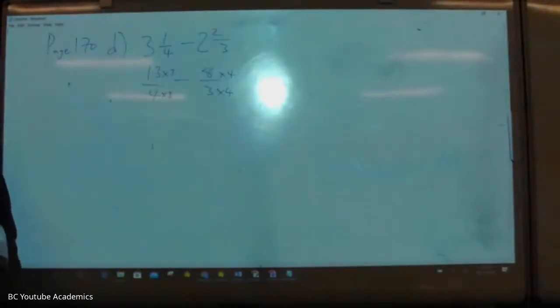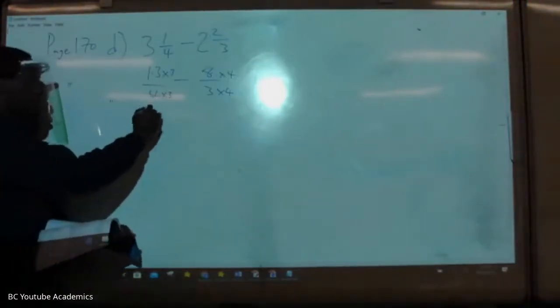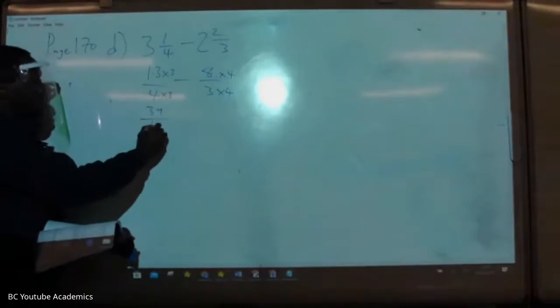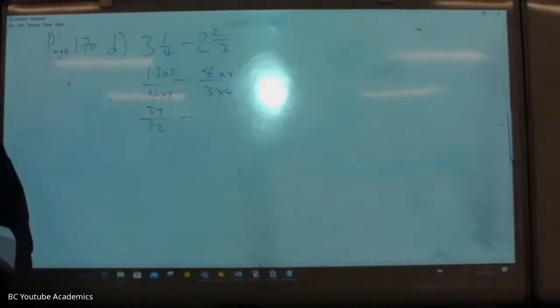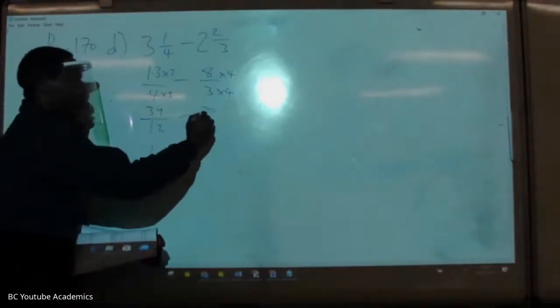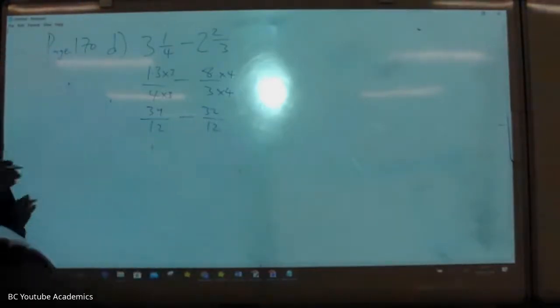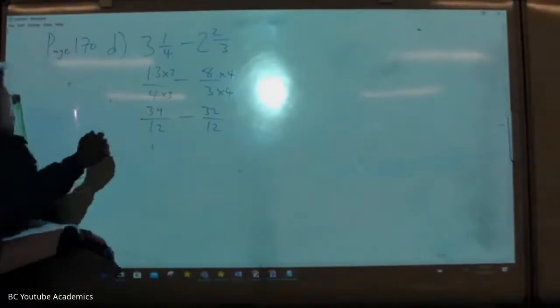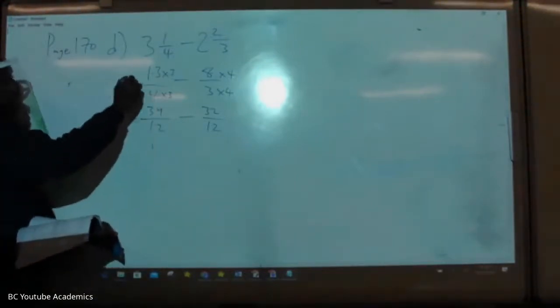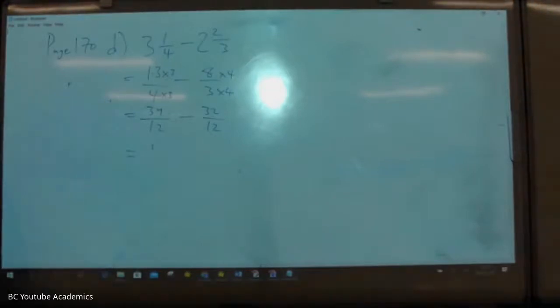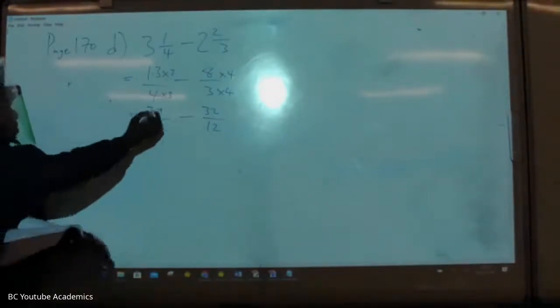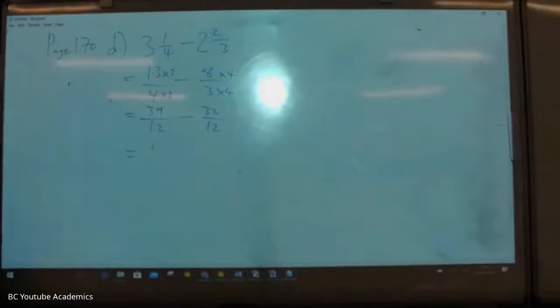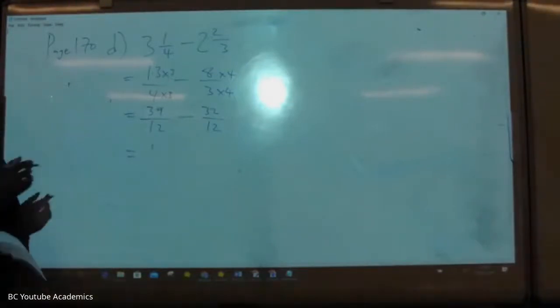And then 13 times 3 is 39. 12 minus 8 times 2, 16. So 39 over 12 minus 16 over 12. And the denominator is now the same. We can subtract the top. And that gives us 7 over 4.